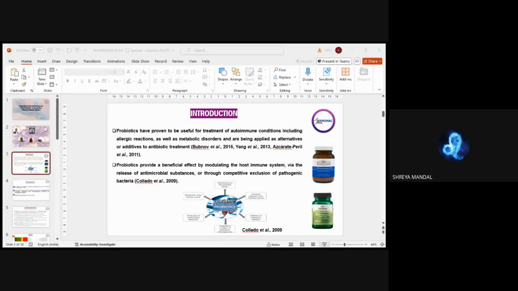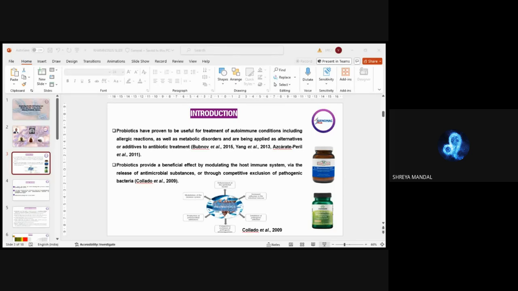As I was saying, probiotics have been trending in the food industry and in research for their usefulness in the treatment of autoimmune conditions, allergic reactions, as well as metabolic disorders, and they have been applied as alternatives or additives to antibiotic treatments. In the markets, we can see lots of probiotics and their market and industry use.